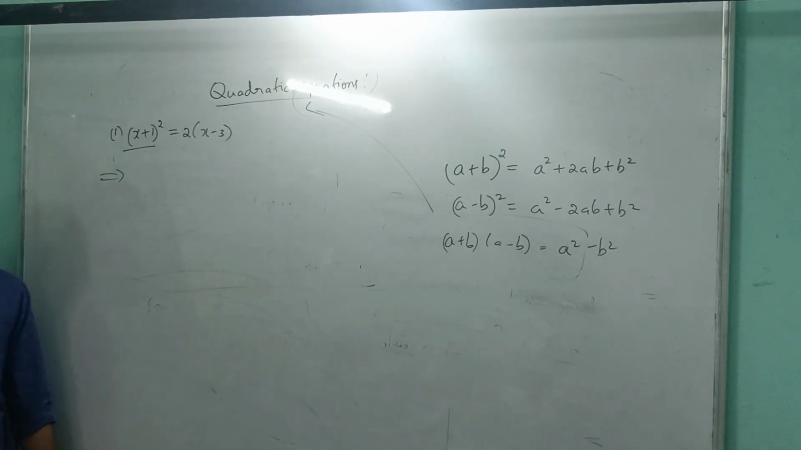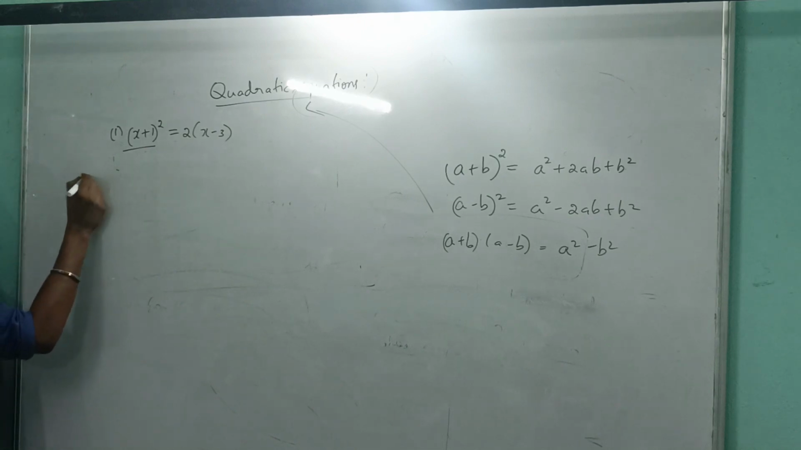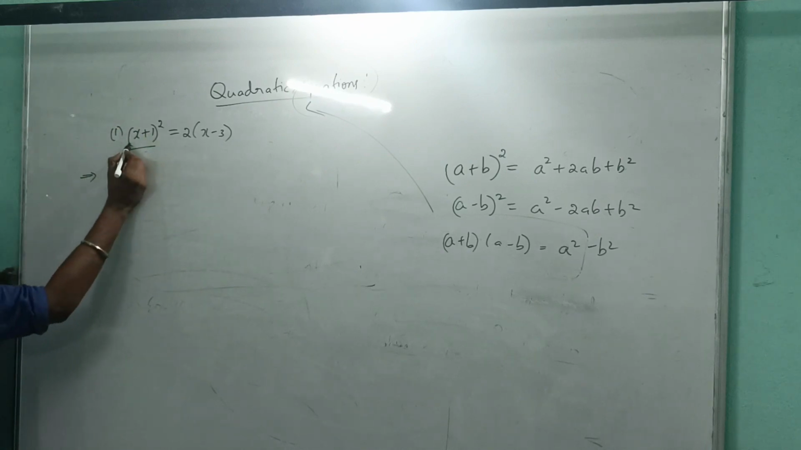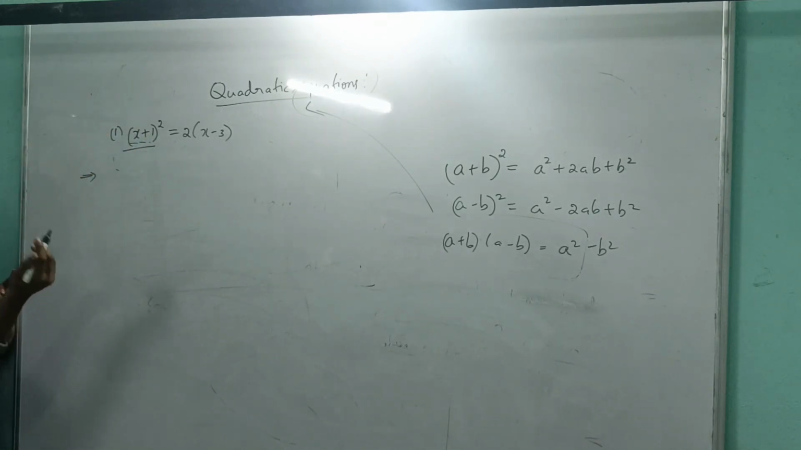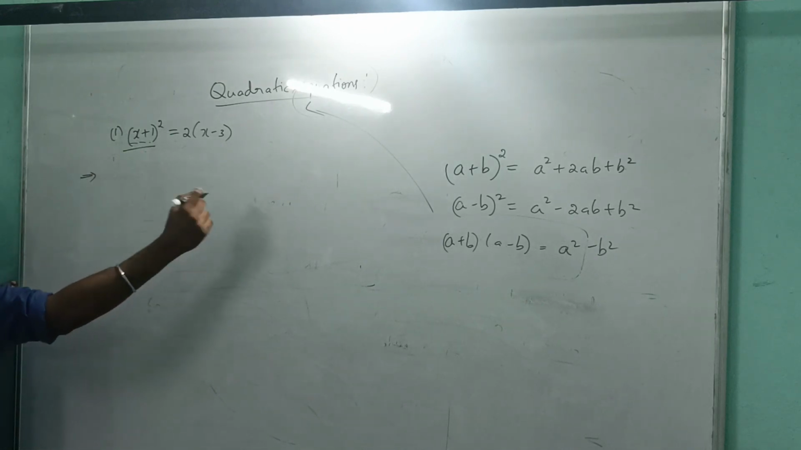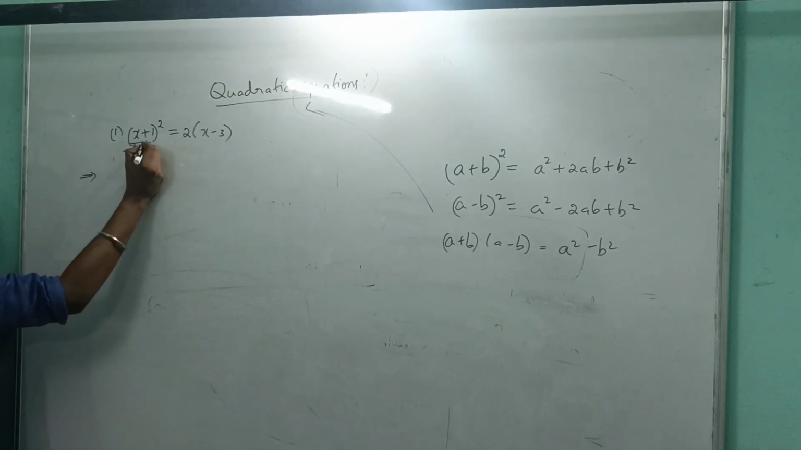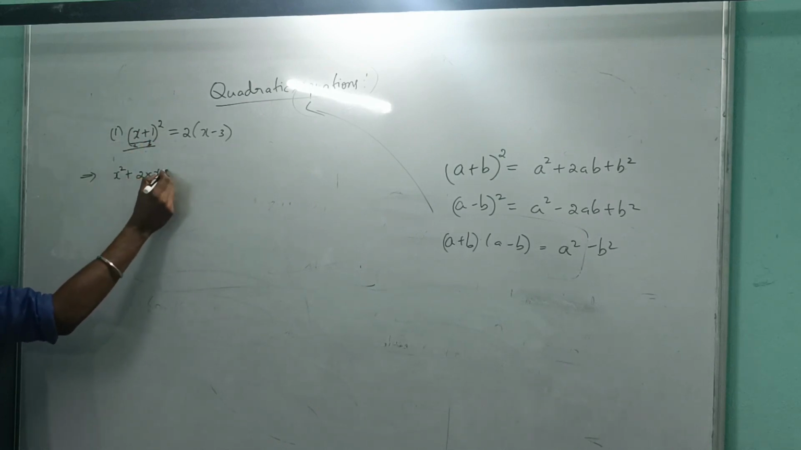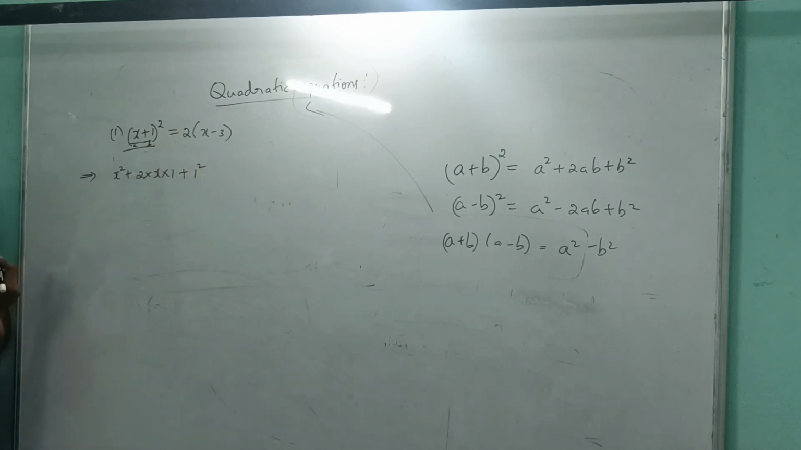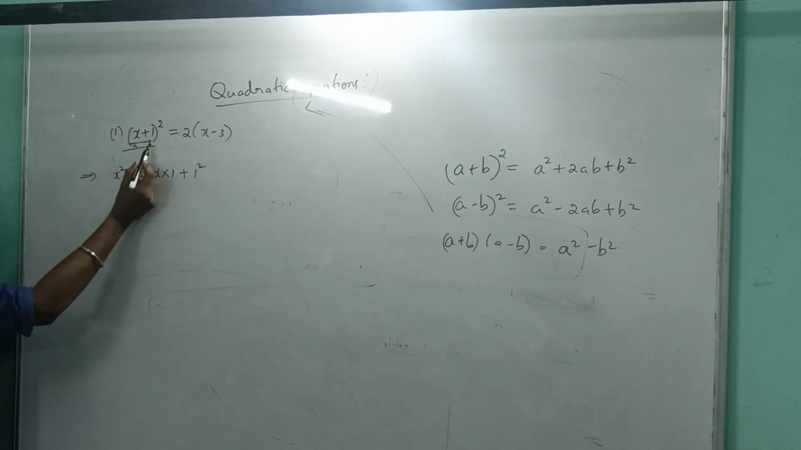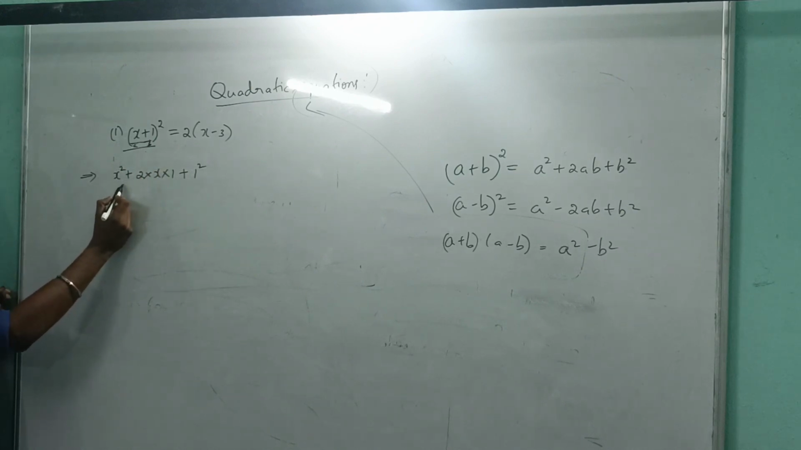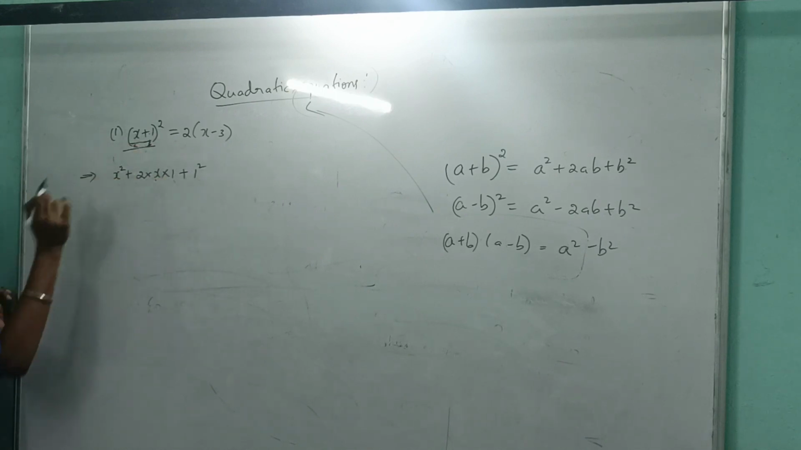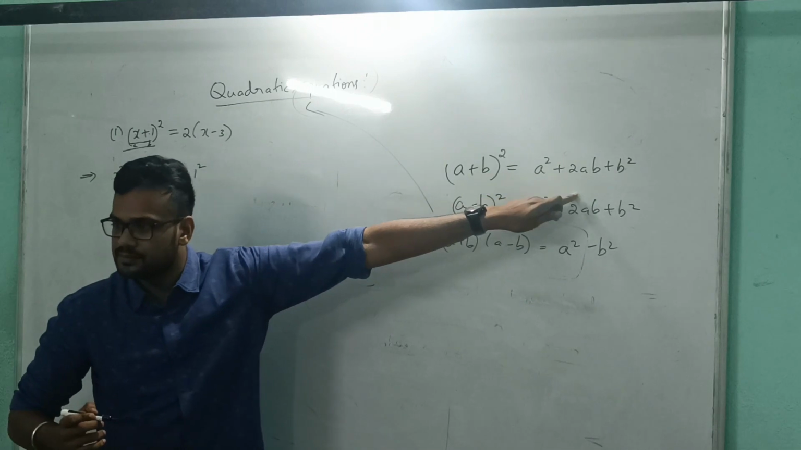Okay, now here which formula should I use? I should use (a plus b) whole square because it is something plus something, the whole square. So what is the expansion? a square plus 2ab plus b square. Here the first term is a, the second term is b. So a square plus 2 into a into b plus b square. Same as this expansion. Correct, no?